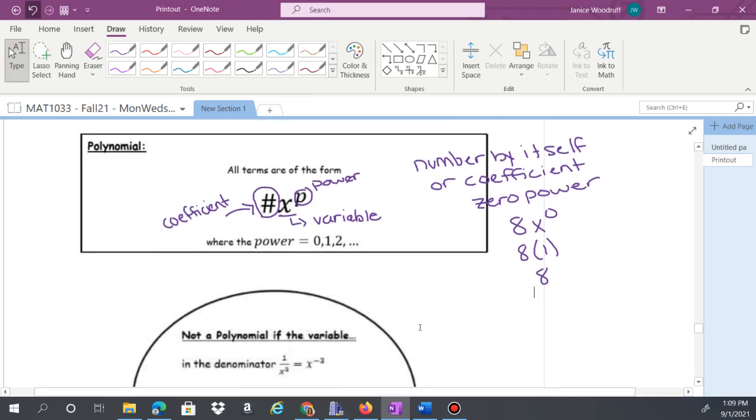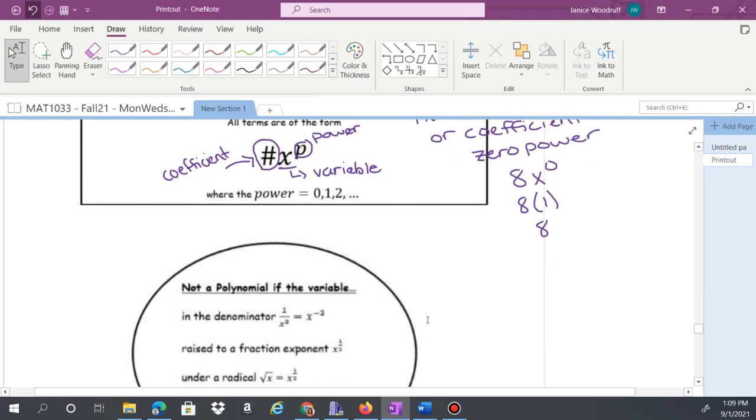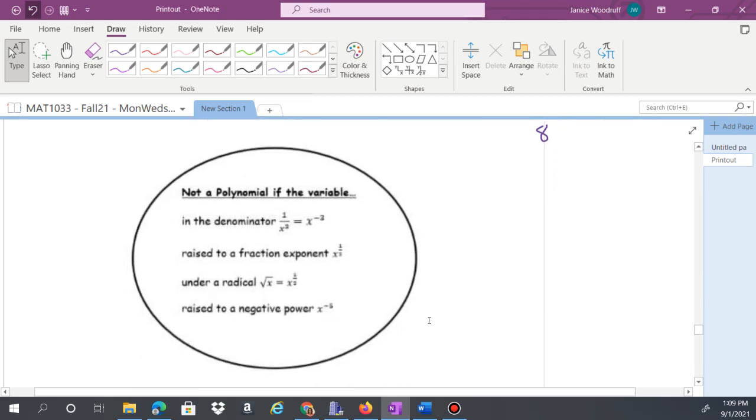You'll have a couple of questions that are going to ask you if the term below is a polynomial or not. So pretty much everything is a polynomial. So a number is a polynomial, like this number 8 here. 8x squared, etc. Anything with a power is a polynomial.